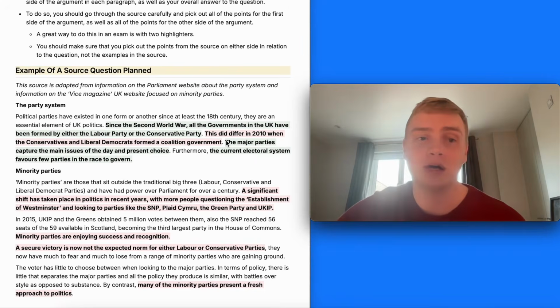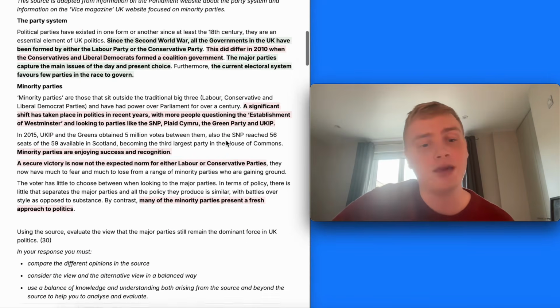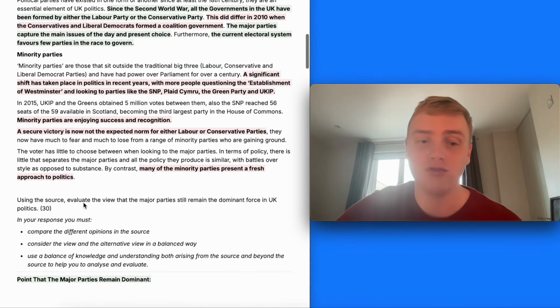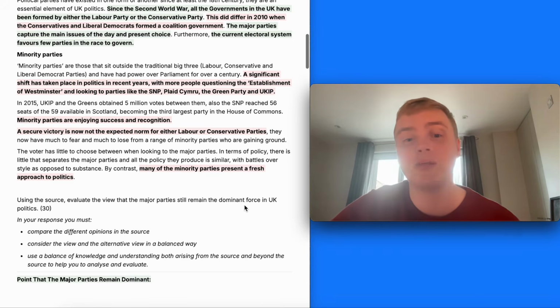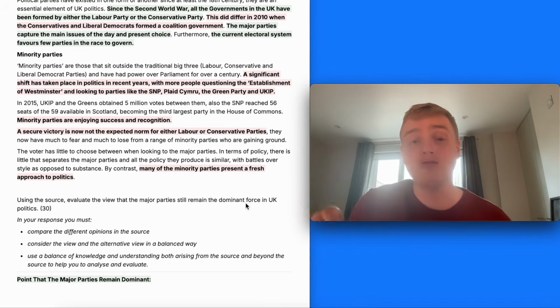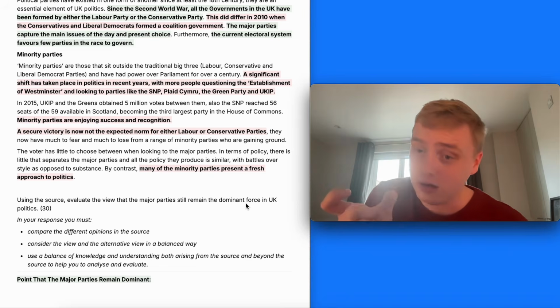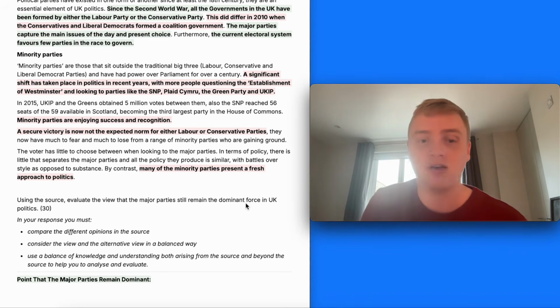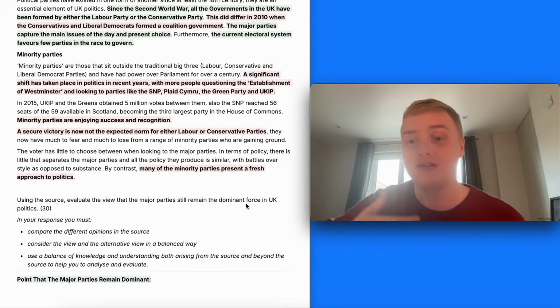So if I give you a little example here, the question here, if we look down at the bottom, is using the source, evaluate the view that major parties still remain the dominant force in UK politics. So if you get into the exam and you're picking which source question to answer, I wouldn't recommend reading through both. I recommend looking at the question title of both of them, and then deciding based on which question you prefer, so the topic you prefer.